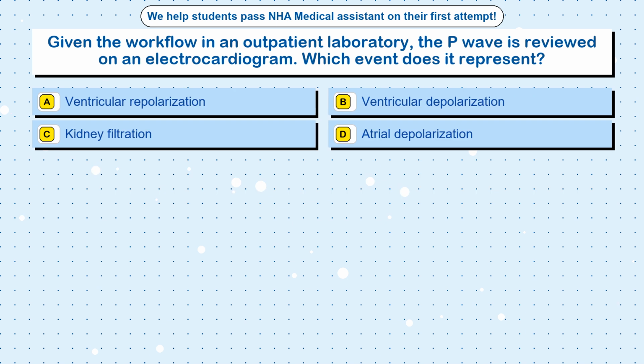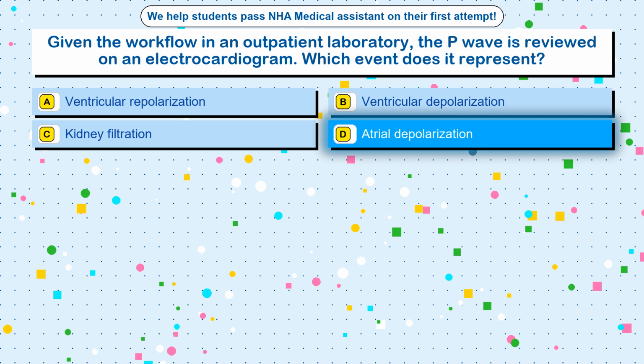Question 52. Given the workflow in an outpatient laboratory, the P wave is reviewed on an electrocardiogram. Which event does it represent? Option A. Ventricular repolarization. Option B. Ventricular depolarization. Option C. Kidney filtration. Option D. Atrial depolarization. The correct answer is option D.